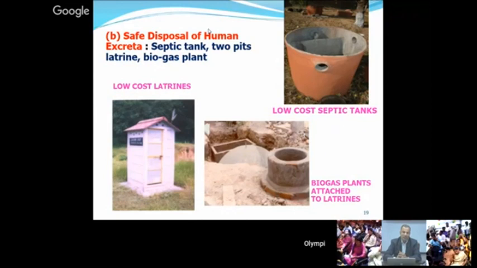It is installed 1 foot in the ground, and this is the model. Then second is the septic tank, right corner. You see the septic tank. So the family size septic tank can also be constructed. Then most beneficial and most conducive, go for the biogas plant and attach it with a toilet. So these are the three models which are there, and we should go for it.